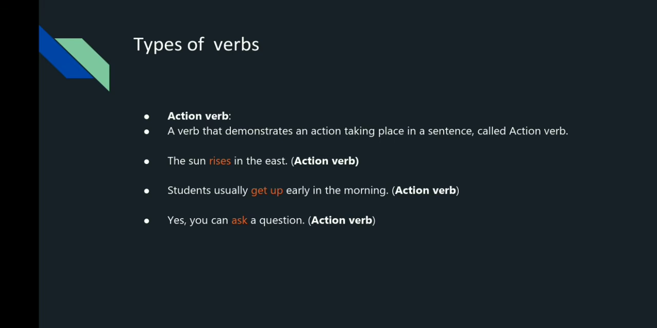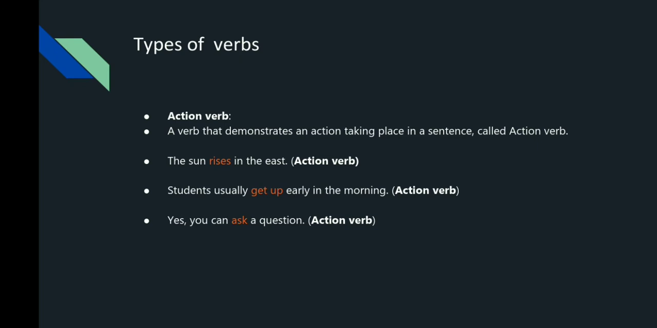Like, the sun rises in the east. Now, in this example, we can see the word rises is the word which is showing an action taking place in a sentence. So, the word rises is our action verb. Well, in the second example, we can see students usually get up early in the morning. Now, in this sentence, get up is actually the verb because it is signifying an action. Okay, so that is our action verb.